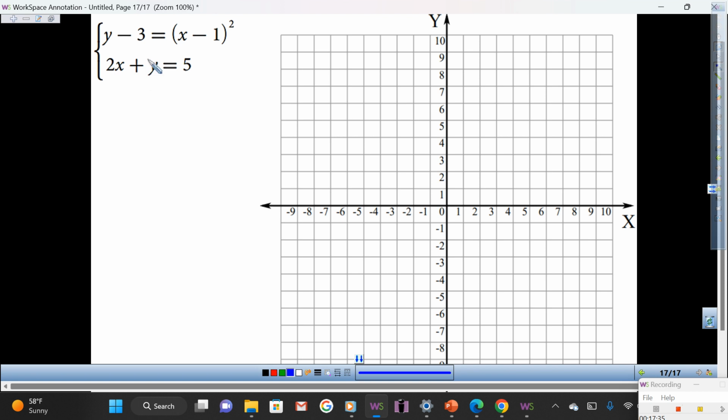Yeah, they need to be equal to what? Y. So the top one, what do I do to the top one, everyone? Plus 3, plus 3. So my new equation is y equals, parentheses, x minus 1 squared plus 3.